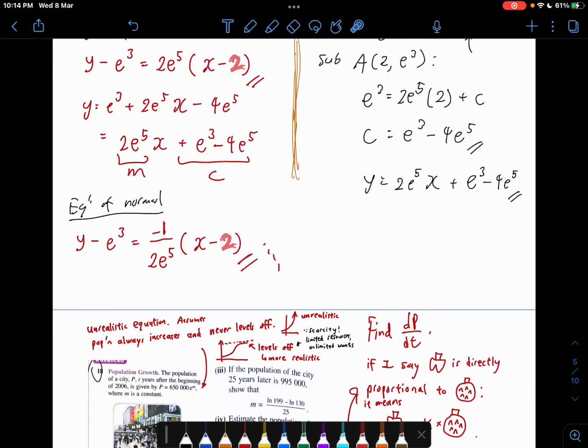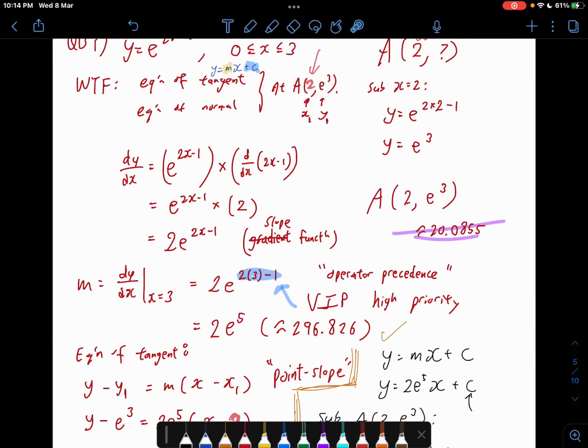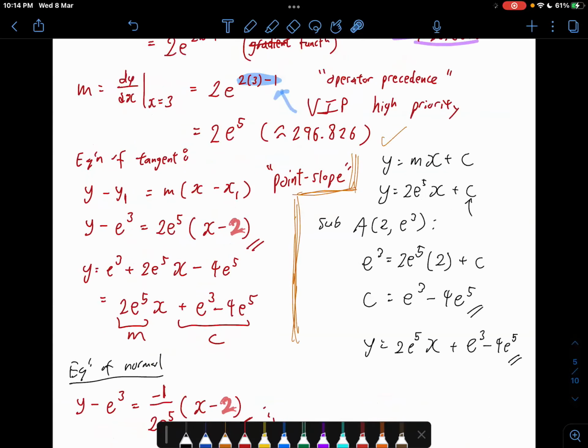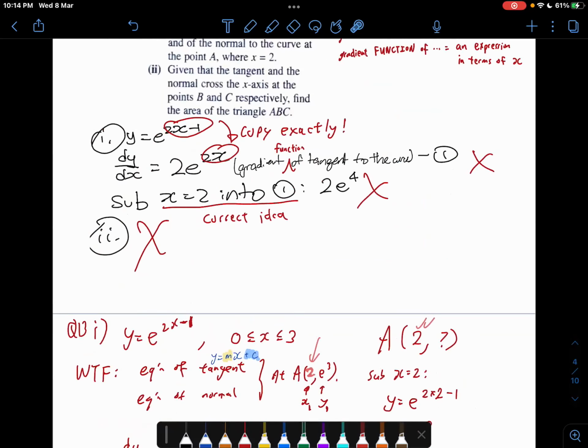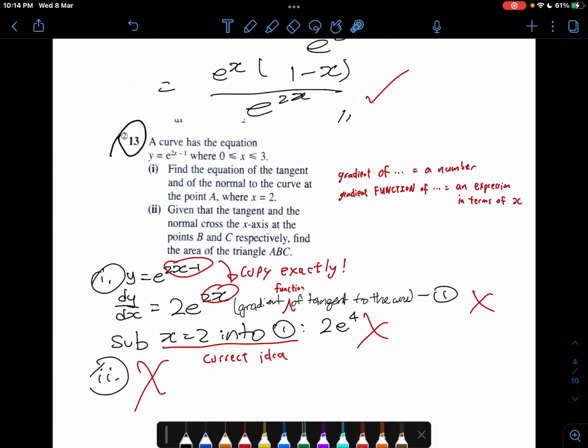Any questions? No? Okay, good. Next one, part 2. Given that the tangent and the normal cross the x-axis at the points B and C, find the area of the triangle ABC. It's the same question again.